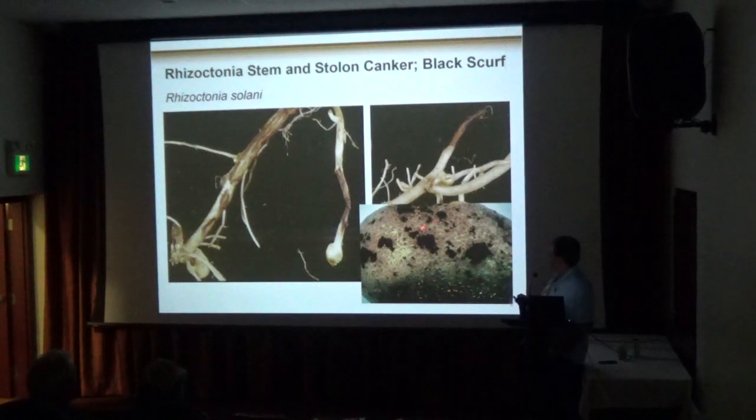We tend to find in our trials that if you've got 1% to 2% of black scurf on the seed, it's not too bad and you won't really see much of an impact, but once you get up to 4 or 5%, there's usually a significant impact in getting disease and yield reduction.